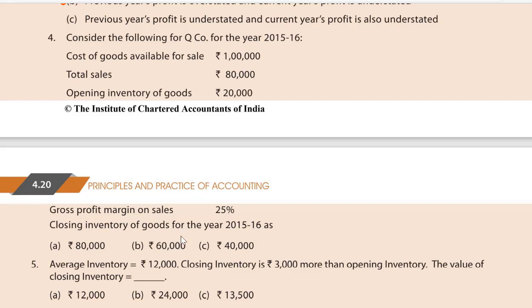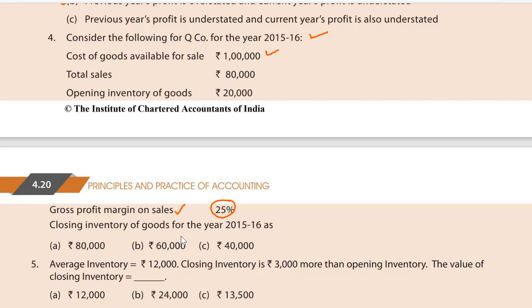Consider the following for Q company for the year 2015-16. Cost of goods available for sale is 1 lakh. Total sales is 80,000. Opening inventory 20,000. Gross profit margin on sales 25%. Closing inventory for the year we need to find out. So closing inventory of the goods for the year 2015-16 is A 80,000, B 60,000, C 40,000.